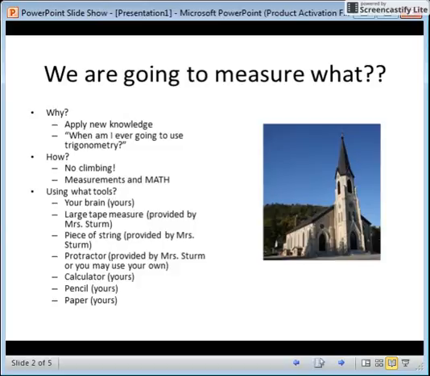These are the tools you will have available for use. Your brain, of course. I will provide you with a large tape measure, a piece of string about a foot long, and a protractor, and you will use your own calculator, pencil, and paper.